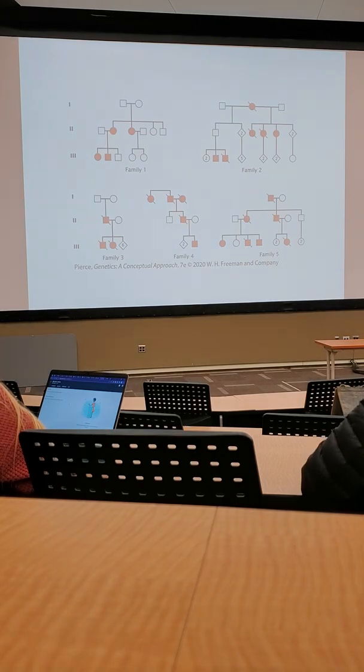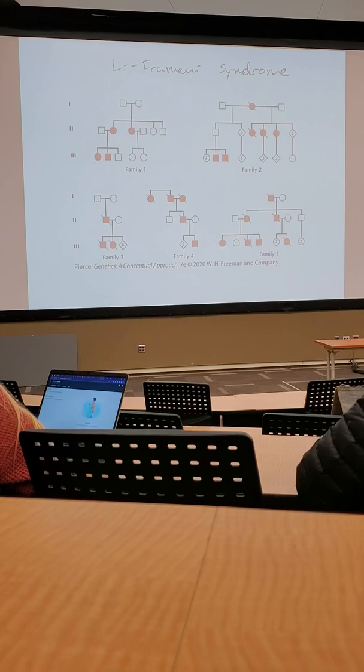So these are actual pedigrees from families with Li-Fraumeni syndrome. This is also from your book. You guys are all experts at reading pedigrees by now. What do these pedigrees look like to you? What pattern do you see in these pedigrees? You're drawing cancer pedigrees for your Draw to Learn this week too.